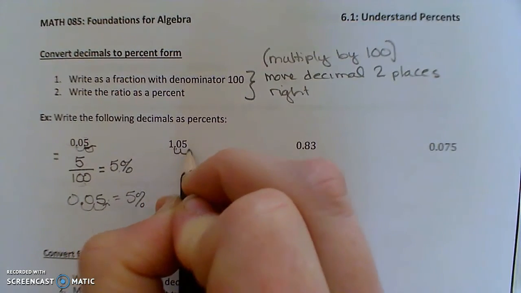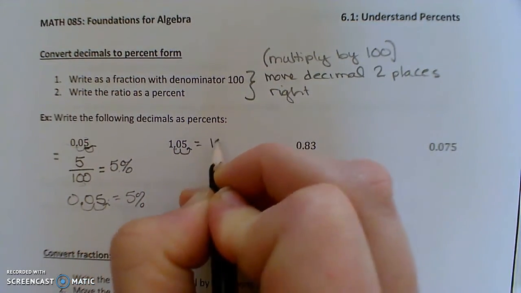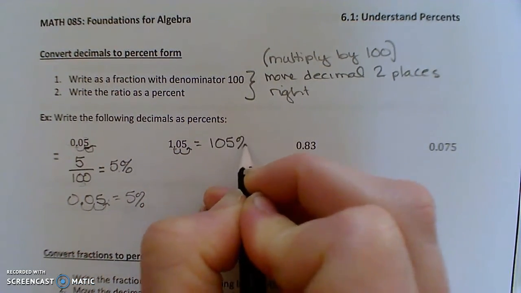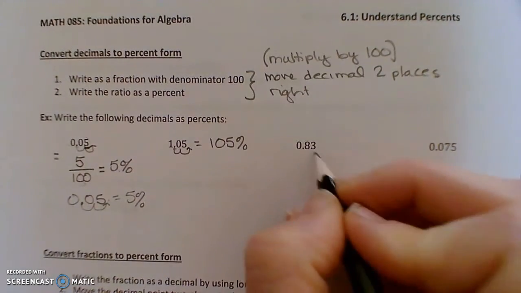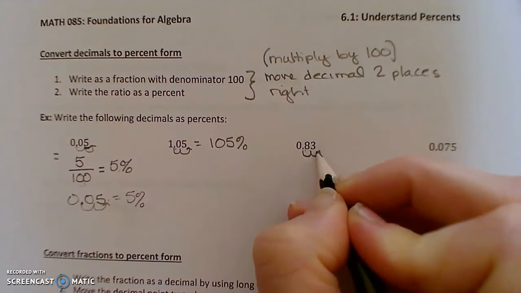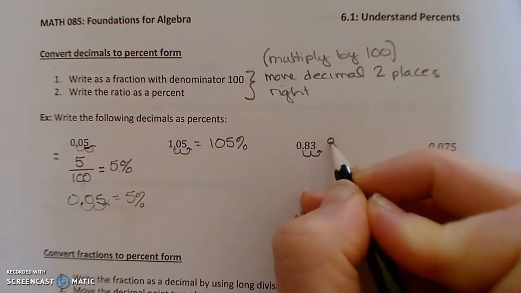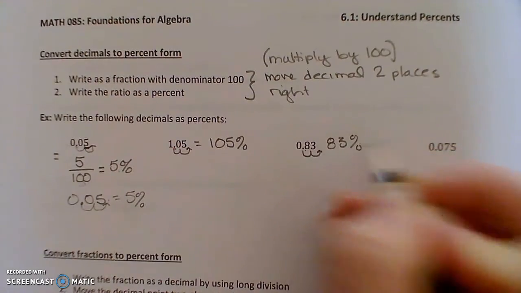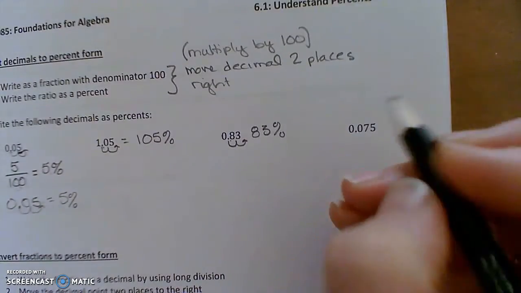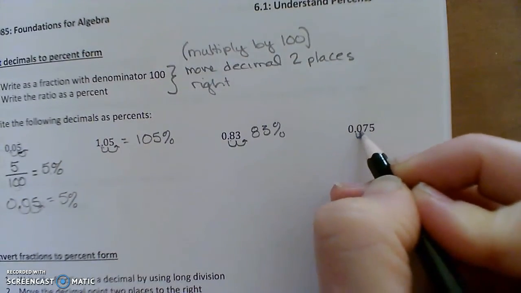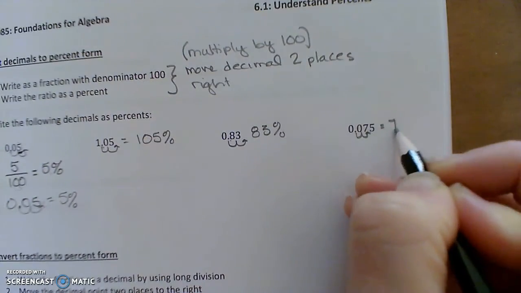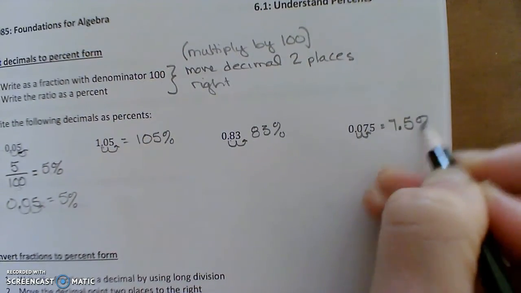1.05, move the decimal point over 2 places. That would be 105%. 0.83, take the decimal point over 2 places. That would be 83%. 0.075, take the decimal point over 2 places. That would be 7.5%.